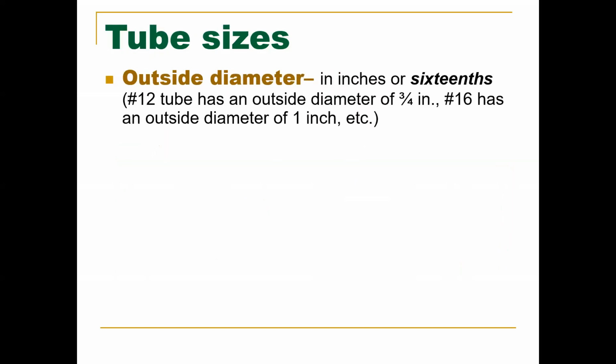Tube size is outside diameter in inches or sixteenths. So a number 12 tube has an outside diameter of 3/4 of an inch. A number 16 has an outside diameter of 1 inch.